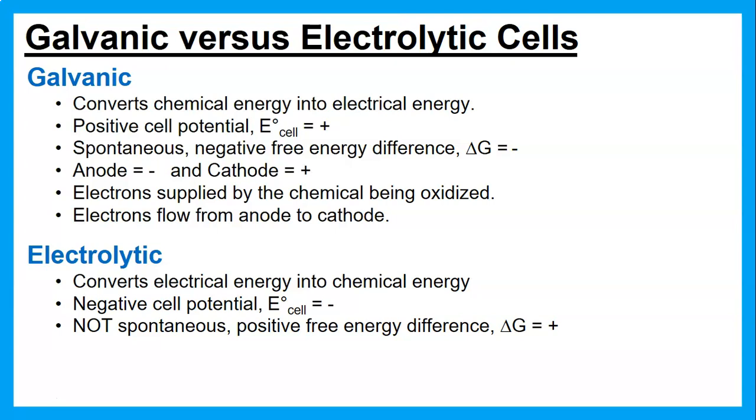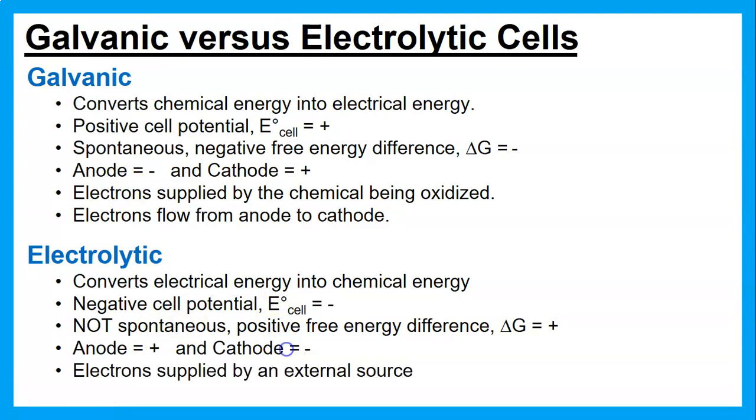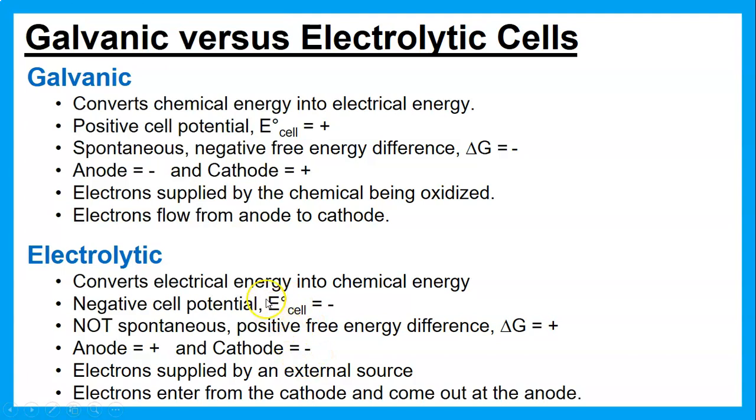Another thing that's a little different is that the anode is now going to be positive and the cathode is negative. The electrons are coming from an external source. And they're going to come in the cathode and they're going to go out the anode. They're going the opposite direction, which is why you see we flip the signs here. You're forcing it to do something that it would not want to do on its own.